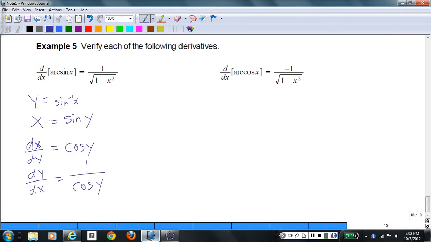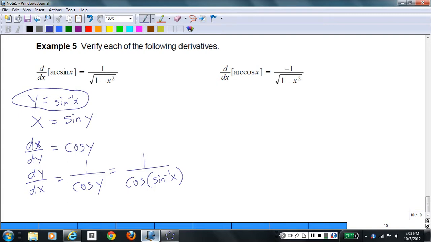But what's y? y is the inverse sine of x. And this is the challenging part. This is 1 over the cosine of the inverse sine of x. So we need an expression for that in terms of x. So it's right triangle time.